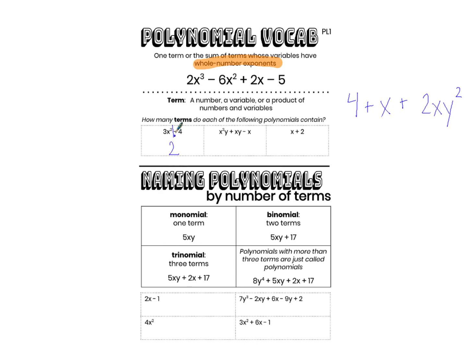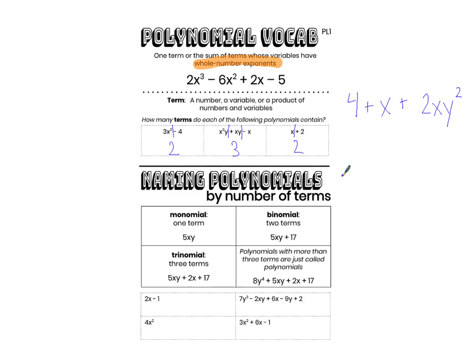There's one subtraction symbol, so draw that vertical line, and that shows me there are 2 terms, 3x squared and negative 4. In this one, we have one term, x squared y, a second term, xy, and then that third term, minus x, negative x. So there are 3 terms in this polynomial. In this last example, we have 2 terms. We are going to use that counting of terms to name polynomials by number of terms.